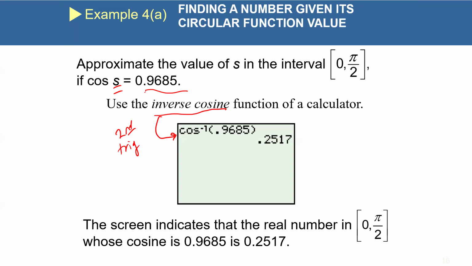Wait, pi is what? What's pi? 3.14, right? What's half of 3.14? Half of 3.14 is roughly, anyone want to take a stab at it? 1.57. And is that number less than 1.57? Yes, it's between 0 and 1.57.